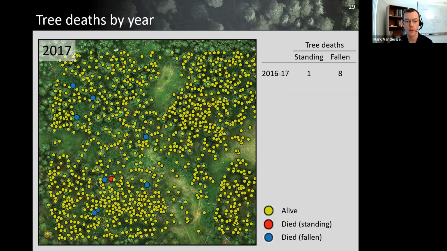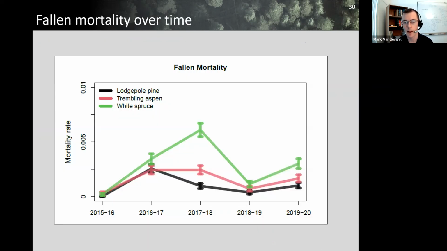So in 2017, the following year, for this site, there was 1 tree that died standing and 8 trees that had fallen over. The year after that, 10 trees had died standing, another 5 had fallen over. And we can continue these measurements across successive years in order to calculate an annual mortality rate, both in a standing and fallen position for each year and for each of our sites. That then allows us to look at whether there has been a trend in mortality over time.